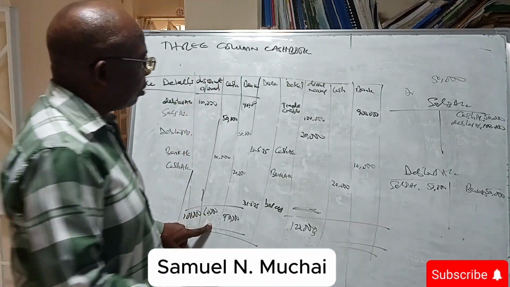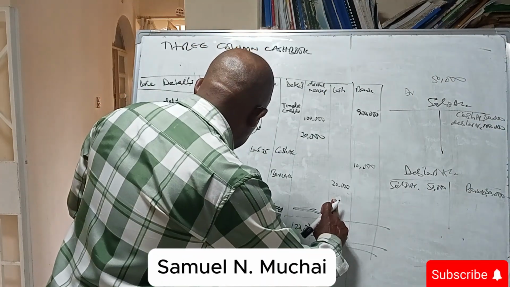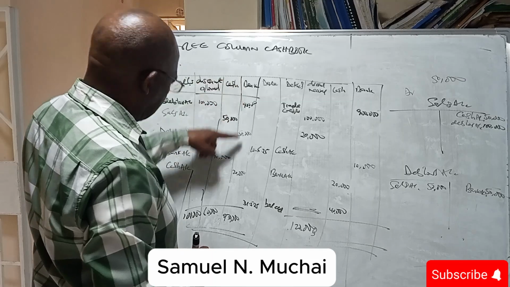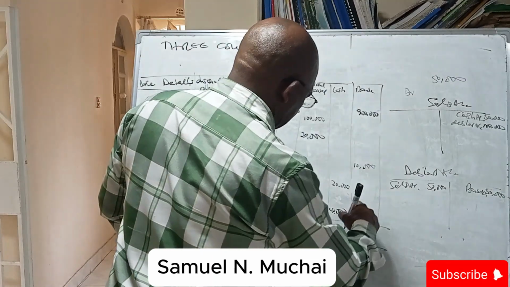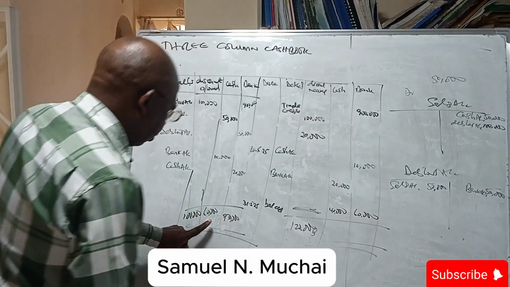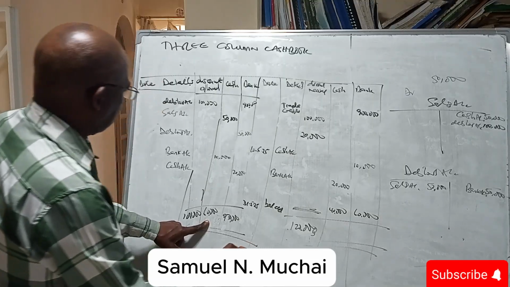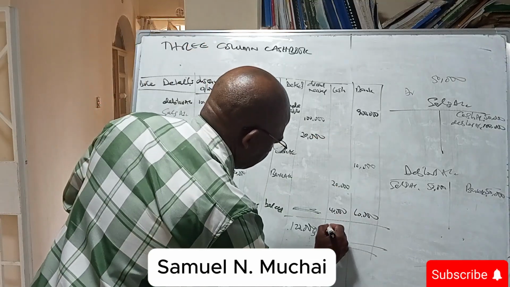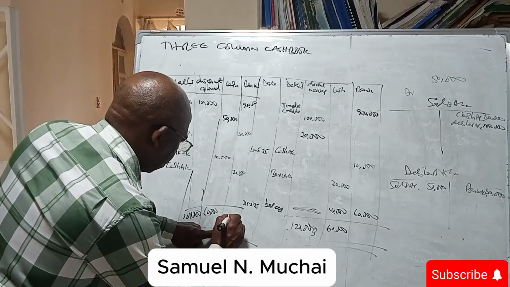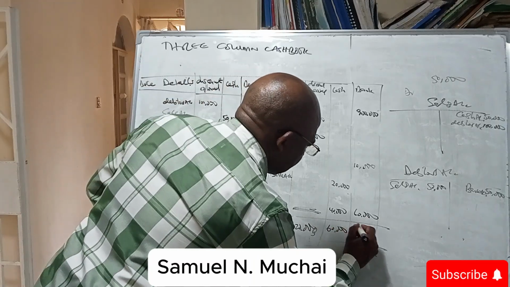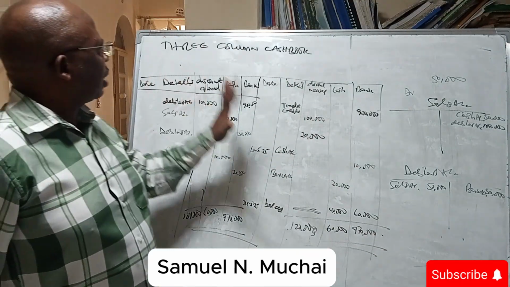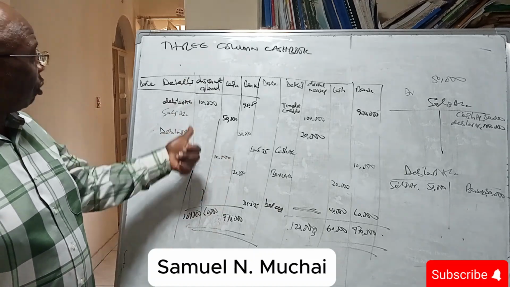So total cash is 60,000 minus 20,000. We say the balance carried down is 40,000. This one, bank, is 970 minus 910. The balance carried down is 60,000. So the total here, 60,000, becomes the total there, 60,000. The total here, 970,000, becomes the total here, 970,000. Very, very important.